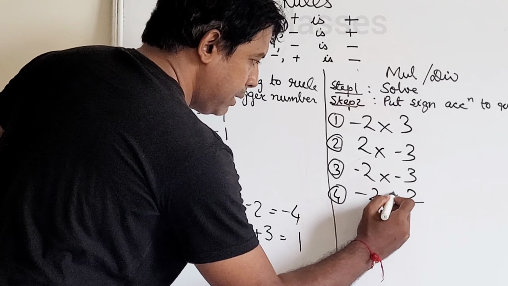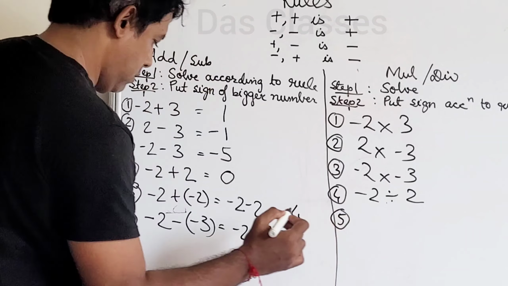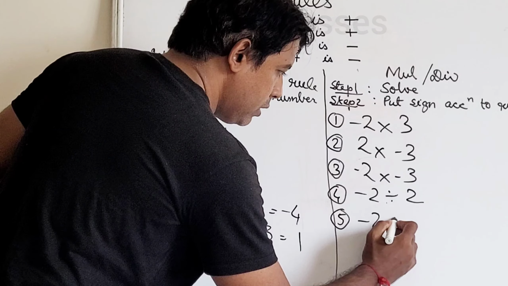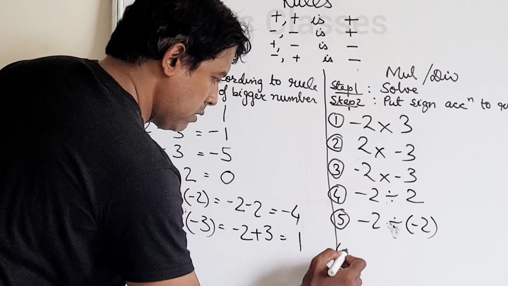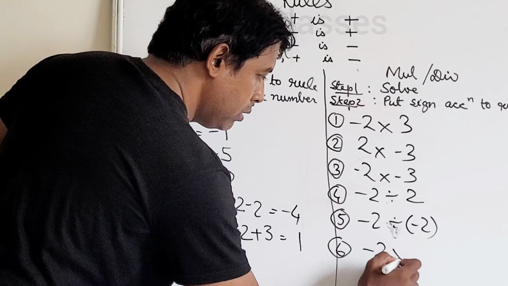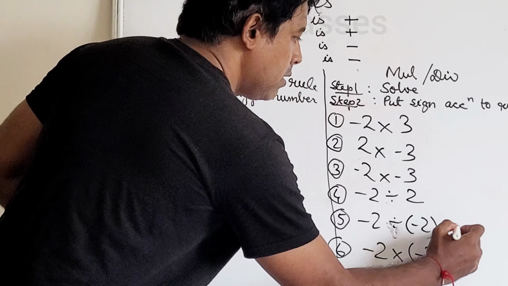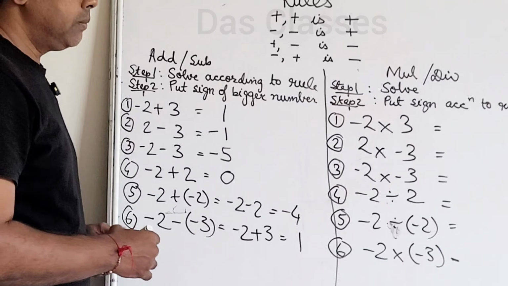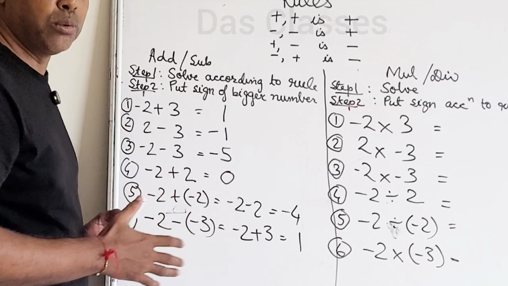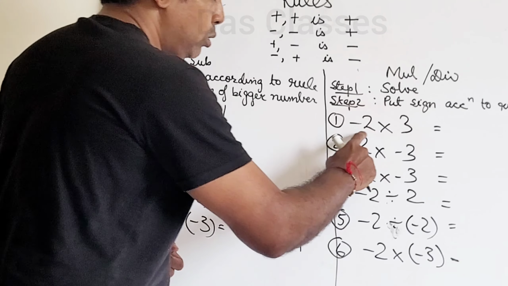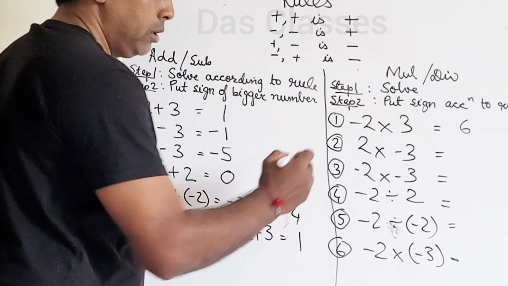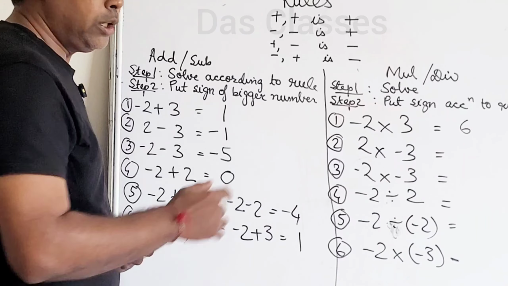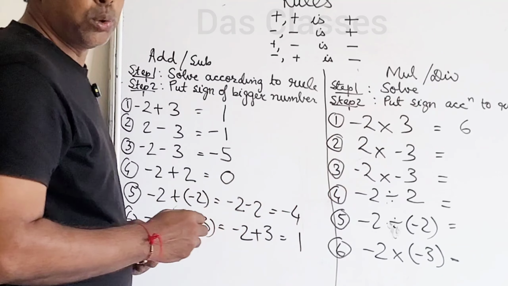Let's take this example as a division. Fifth one, minus 2 plus division minus 2 multiplied by minus 3. So in all these examples, the first step is solve. You don't even have to consider any sign, you directly solve it. Let's solve one by one. So first step, you just solve it, 2 3s is 6, and put sign according to the rule.